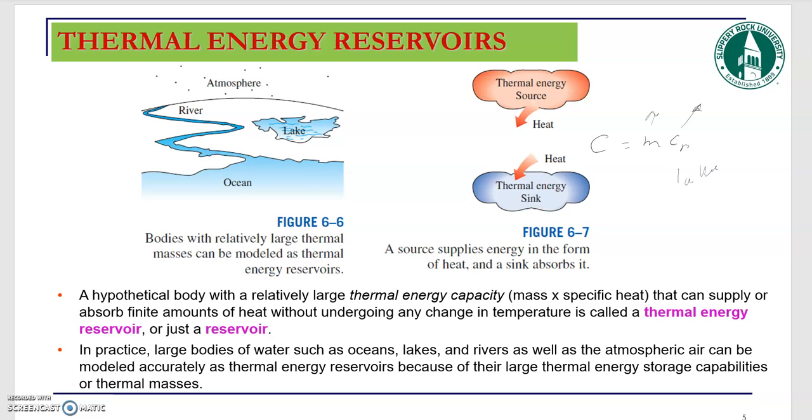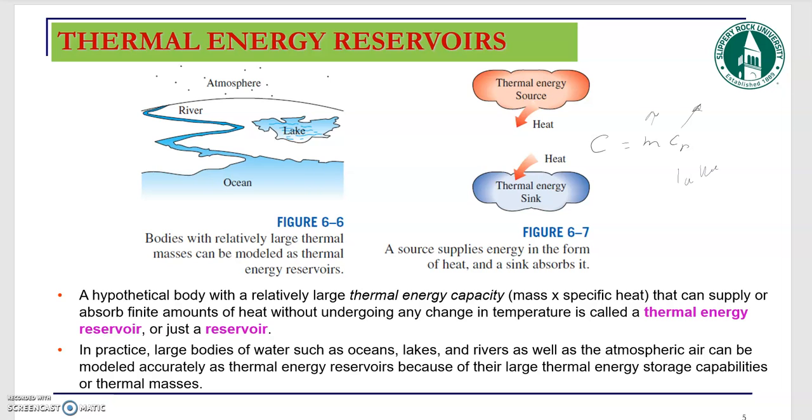The reason that we call them thermal energy reservoirs is that, for example, let's go back to that example of the hot coffee. If you put the hot coffee in the room and the temperature of that hot coffee drops to the room temperature, what happens to the room temperature? Probably your room temperature doesn't change, right? Because the heat that it received from that hot coffee is not really changing the whole temperature of the room. So that's why that room or that atmospheric air around the hot coffee is considered to be a thermal energy reservoir.